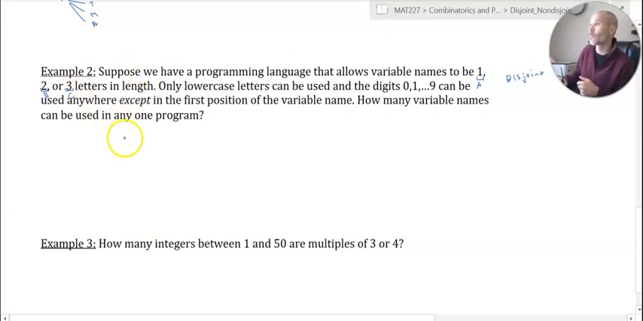So, okay, let's count the number of elements that are in A. And we can only use lowercase letters and the digits 0 through 9. And you can't have a digit in the first position of the variable name. So, okay, well, that means that for the number of 1-letter variables that I can create, it's only 1 position, and that's the first position. So the first position can't be a digit, so that means you can only select one of the 26 alphabetical letters.